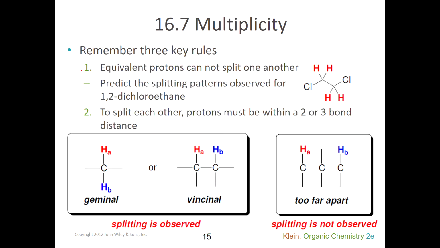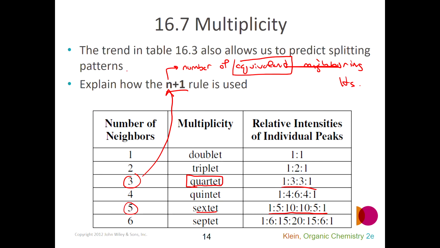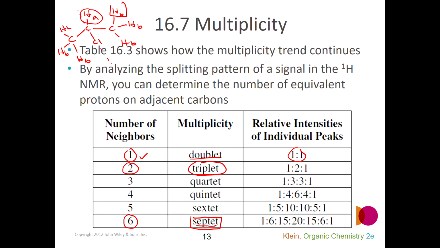So let's look at the n+1 rule in a little more detail. So 1, we said this already, but this also really needs to be emphasized. If hydrogens are equivalent to one another, they won't split one another. So what we said over here is A is split by B because B and A are not equivalent, right? Clearly A is on the same carbon as the chlorine, B is not. A and B have different environments. So they have to have different environments to split one another. So B is going to split A, this B is going to split A, this B is going to split A.